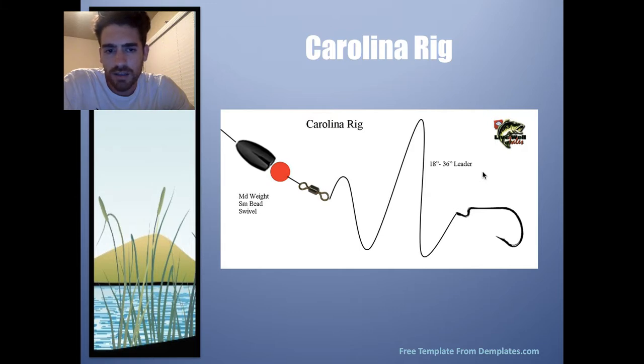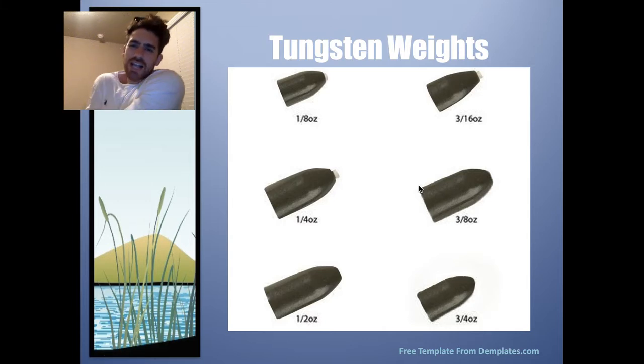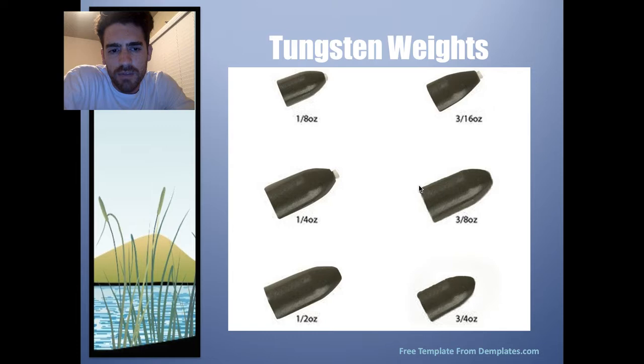The hook needs to be premium. Gamakatsu is what I use. Tungsten weights here. Like I had mentioned, if I'm fishing shallow and it's like a spawning situation or something, I'll go with the super small, maybe like a 1/8 ounce. But the general size for me for Carolina rig fishing is like a 1/2 ounce, 3/4 if it's super deep or if it's really windy.